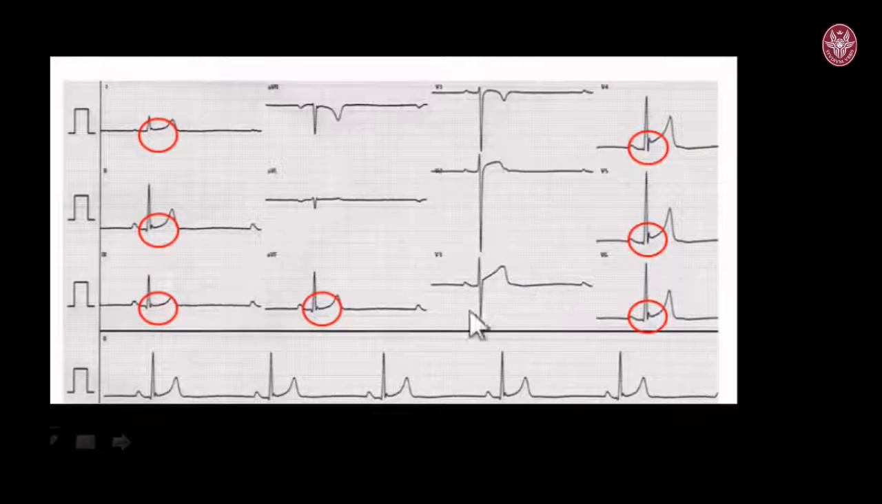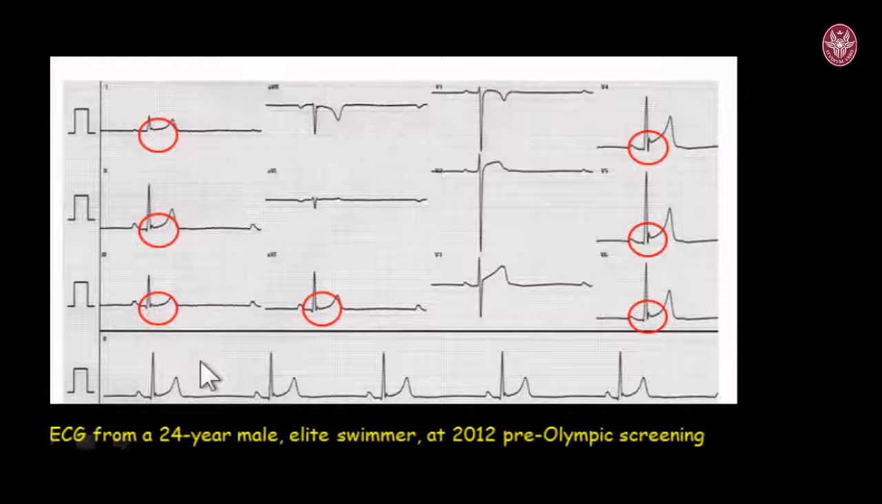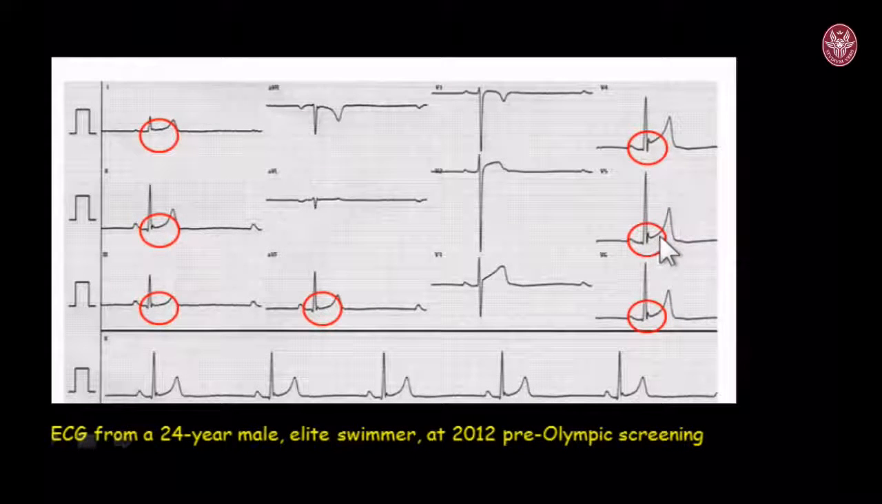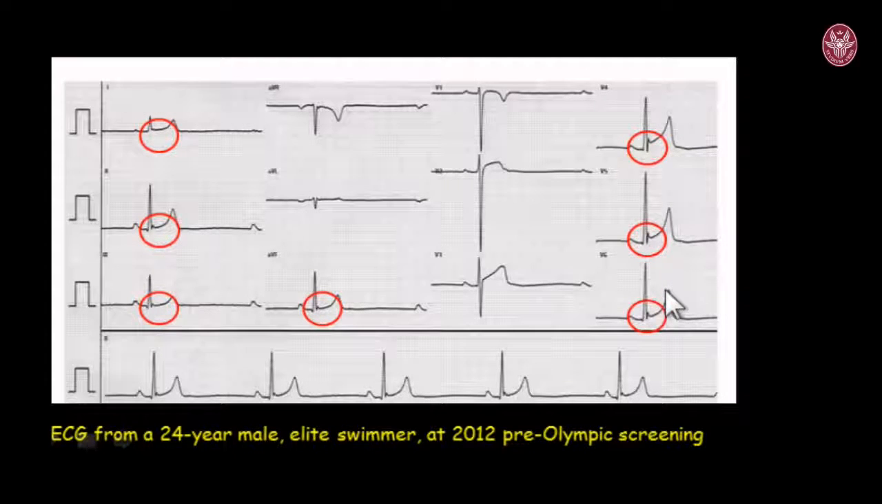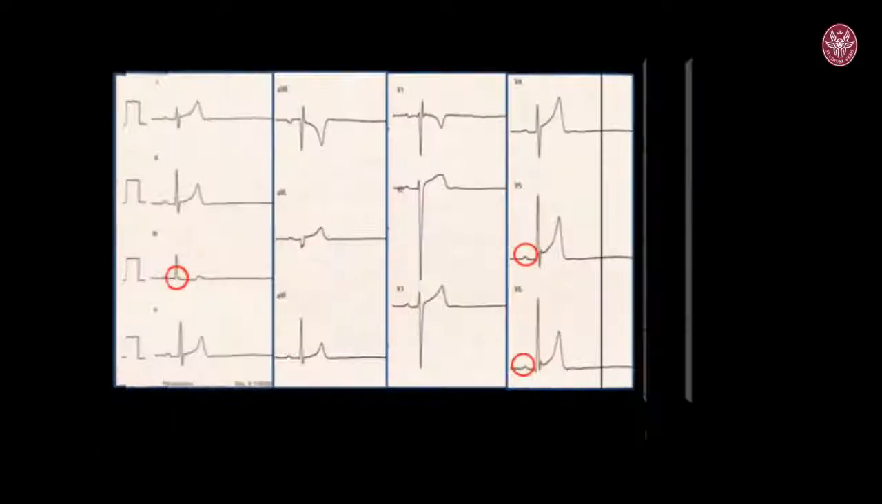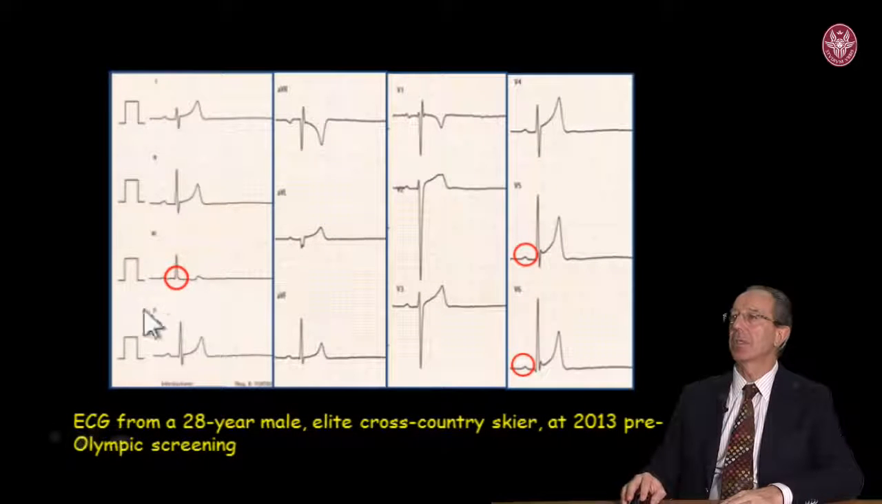This is one clear example of what we call a J-wave. And here you can see the precordial leads from V2 to V6, where there is a clear ST segment elevation with a clear prominent J-wave preceding the ST segment elevation. This is also evident in the standard leads, particularly the inferior leads, where the J-wave is clearly evident here. Another example, this is a cross-country skier, where please consider the J-wave here and the slurring pattern here.